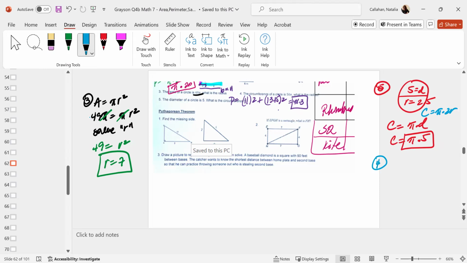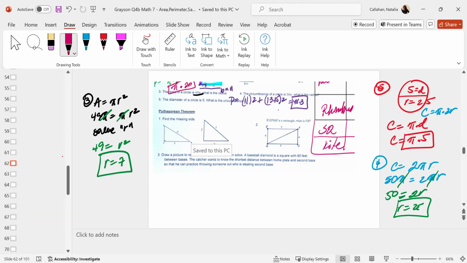Number 4. The circumference of a circle is 50 pi. What is the radius? It's asking for the radius. So you're not going to use pi times diameter, correct? Let's just use radius. 2 times pi r. So that's going to be 50 pi, correct? Equals 2 pi r. You have to cancel the pi on both sides. 50 equals radius. Or no, hold on. 50 equals 2r. Divided by 2. R is 25.